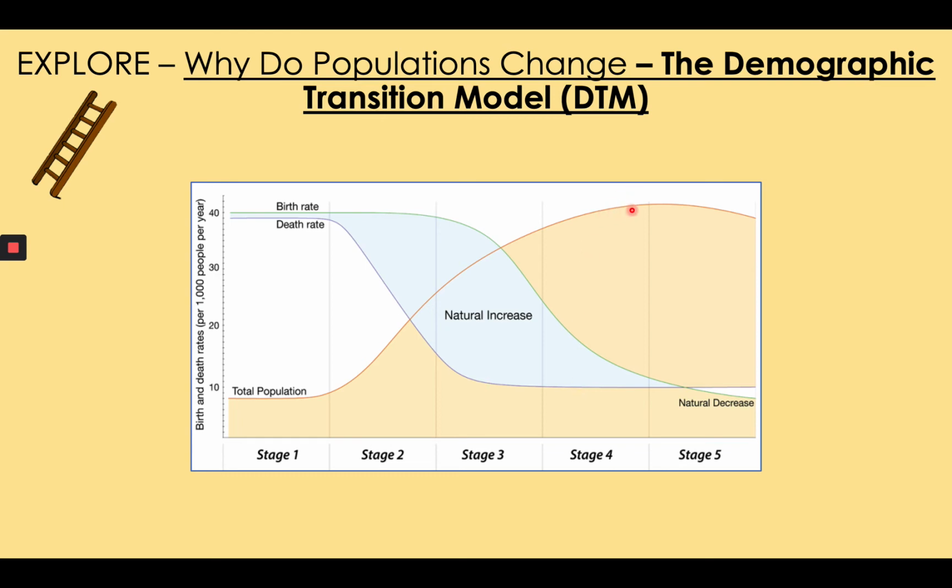As a result, the population isn't growing fast. Stage 5, a country like Japan, Germany or Italy: the population starts to decrease. We call this natural decrease. This happens because the birth rate falls below the death rate. The death rate is slightly higher than the birth rate because an aging population means there are more older people who sadly die more often.